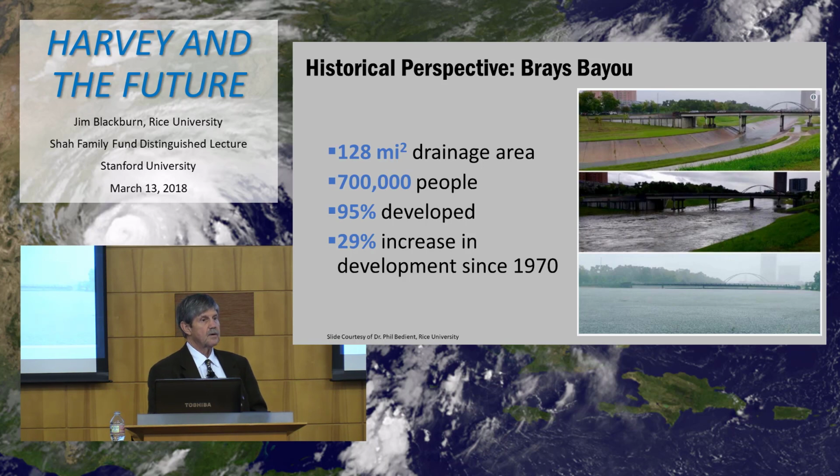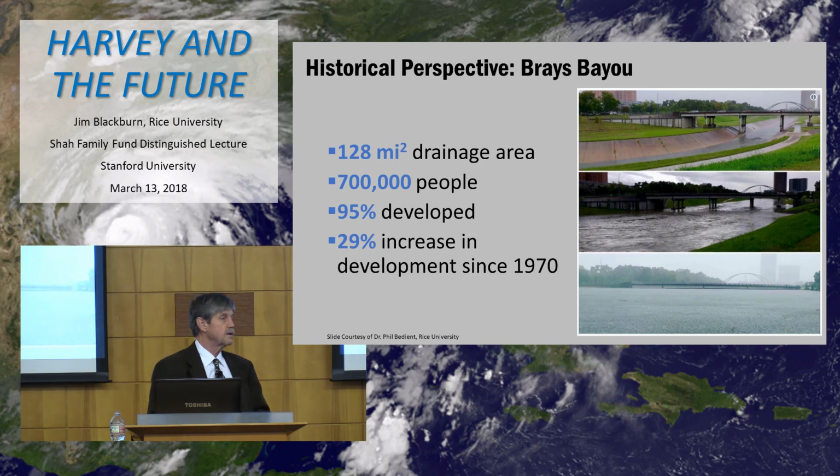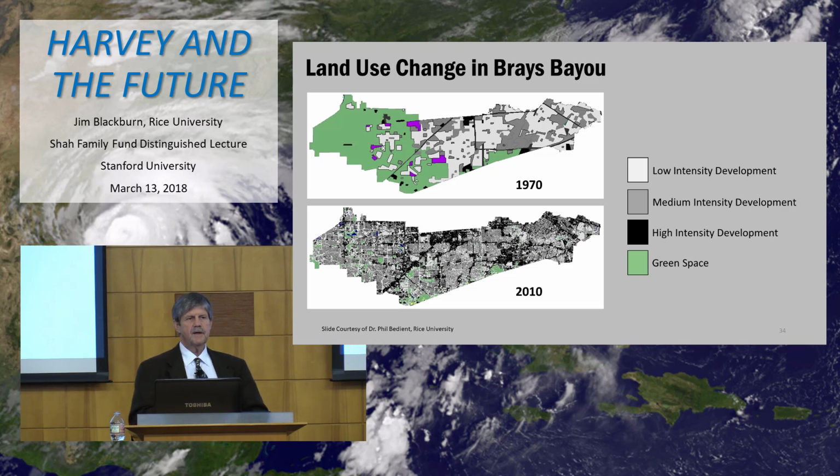This is what it looked like during Harvey. This last one, the bottom one, the water extends a long way in each direction beyond Brays Bayou. Brays Bayou is a very dangerous water body today. This is the development that occurred within Brays Bayou. In 1970, it was about a little less than half developed. By 2010, it had been virtually 100%. I think it's 95% developed. 700,000 people live in the Brays Bayou watershed.